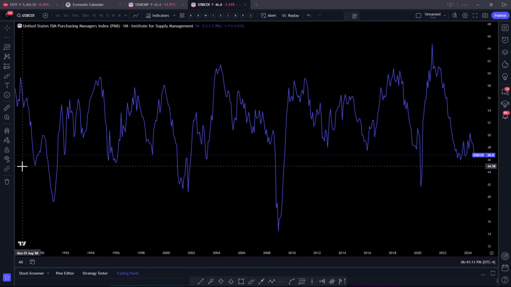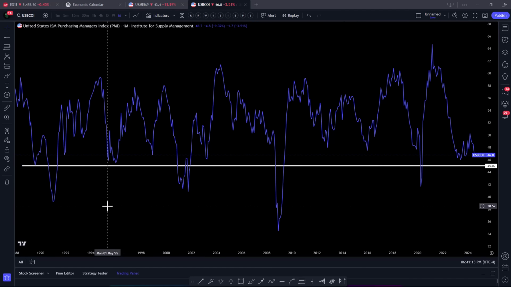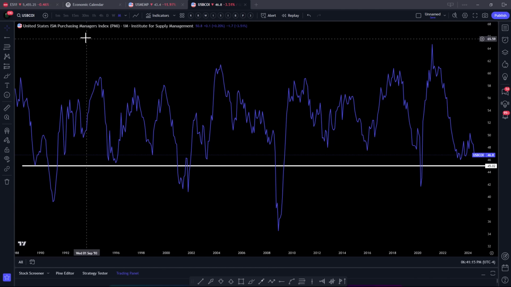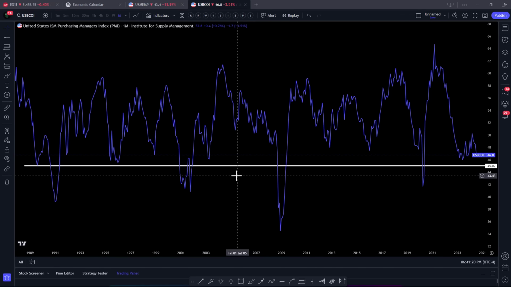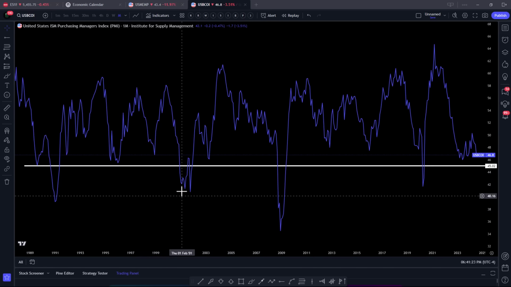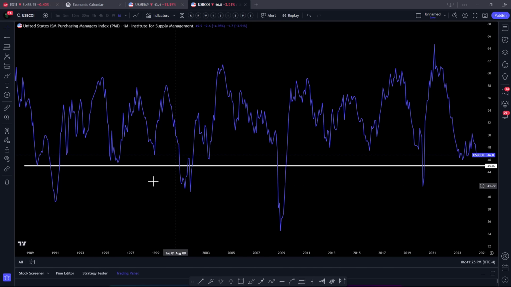It's not normal to have under 45. It's way more abnormal to have under 45 on the Purchasing Managers Index, which is really the thing everybody should have looked at. As a matter of fact, if you go back through history, you will see we cut here, cut here, cut here. It's rare.